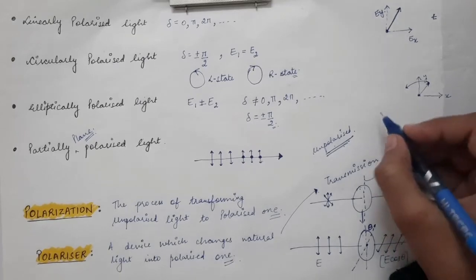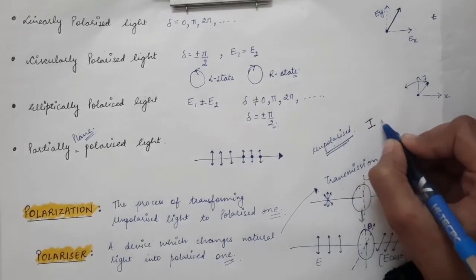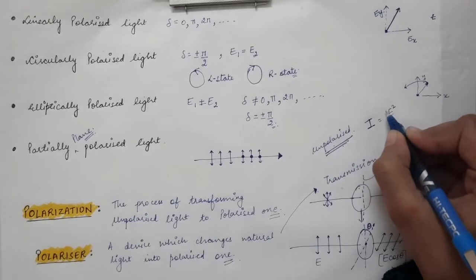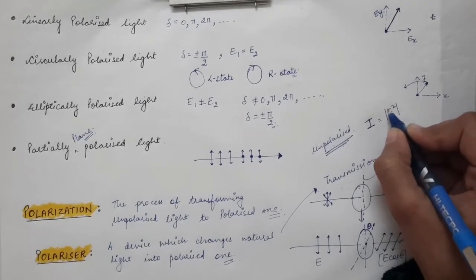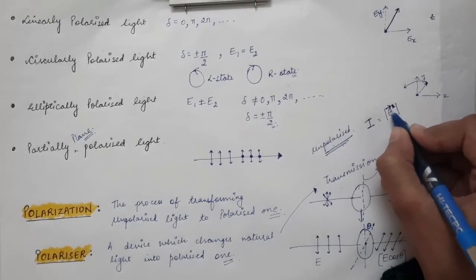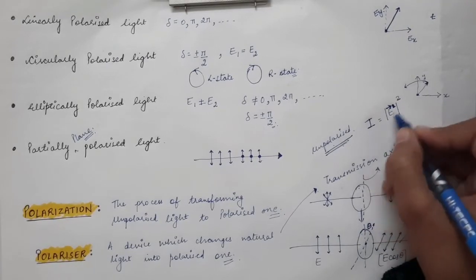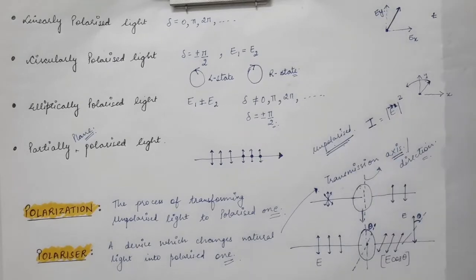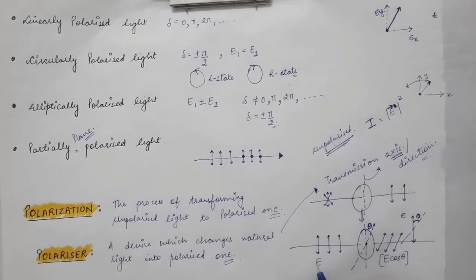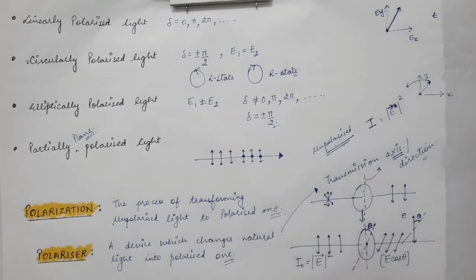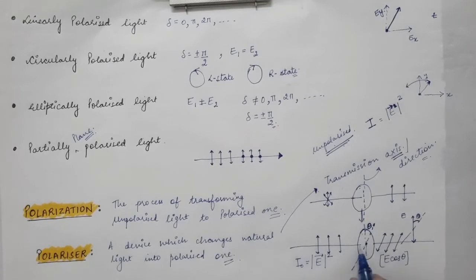So what is intensity? Intensity is equal to the square of the amplitude of the electric field. So first you take the magnitude of the electric field and then take its square. That will give us the intensity of the EM wave. In the earlier case, this was the electric field E vector. So what is the intensity of the incoming wave? It will be equal to I0, that is the E vector magnitude squared. So this will be the intensity of the incident wave.